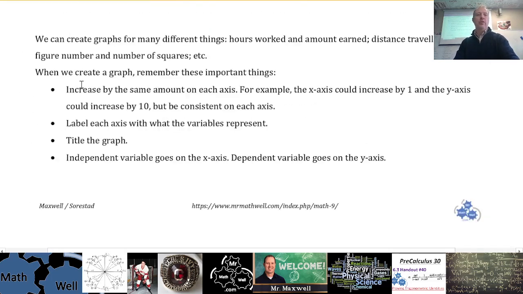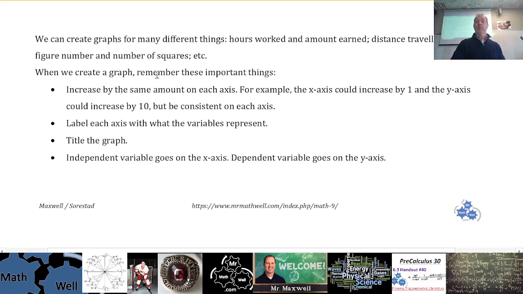All right. So we can create graphs for many different things, as we talked about yesterday, like hours worked and amount earned, distance traveled over time, figure number and number of squares. I don't know if you guys ran across this in your homework yet? Figure number 1 has this many squares. Figure number 2 has this many squares. What's the pattern? You guys come across that question yet? Okay, some of you have. We'll talk about that later if anybody has any trouble with that.